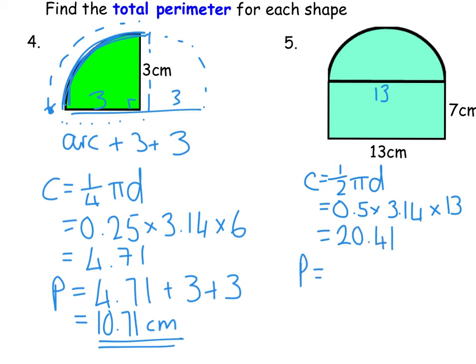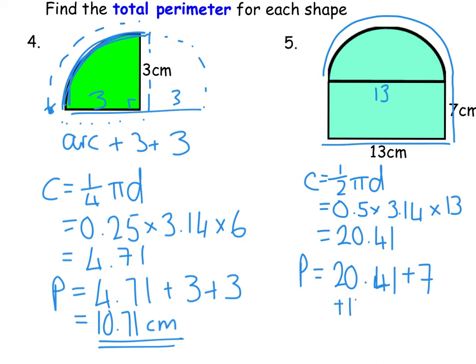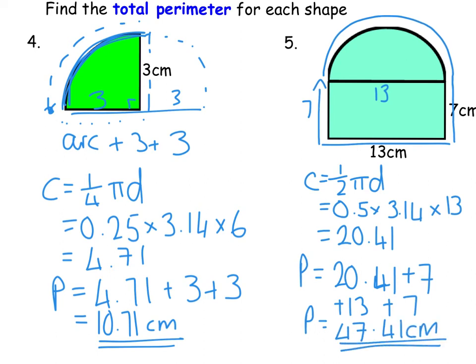So our total perimeter is our arc of 20.41. And then I'm just going to trace around with my pen. So that is your 20.41. We then need to add on 7. We then need to add on 13. And then we need to add on that length again there, which is another 7. So you need to add on all the outside bits of that rectangle. So if you add on those, you get 47.41. So this is more an exam or a test style question. It's much more difficult than just asking you for the arc.